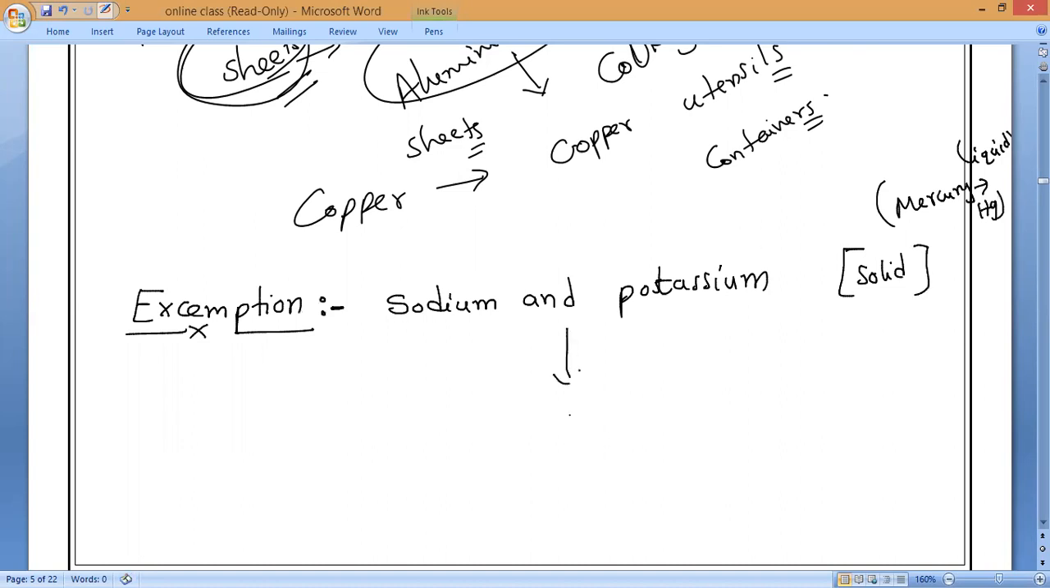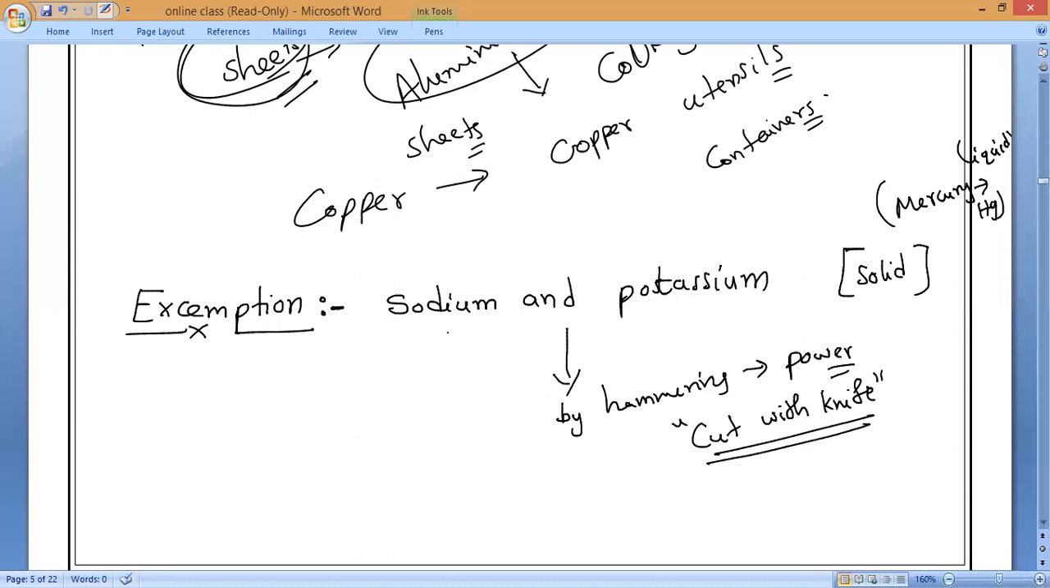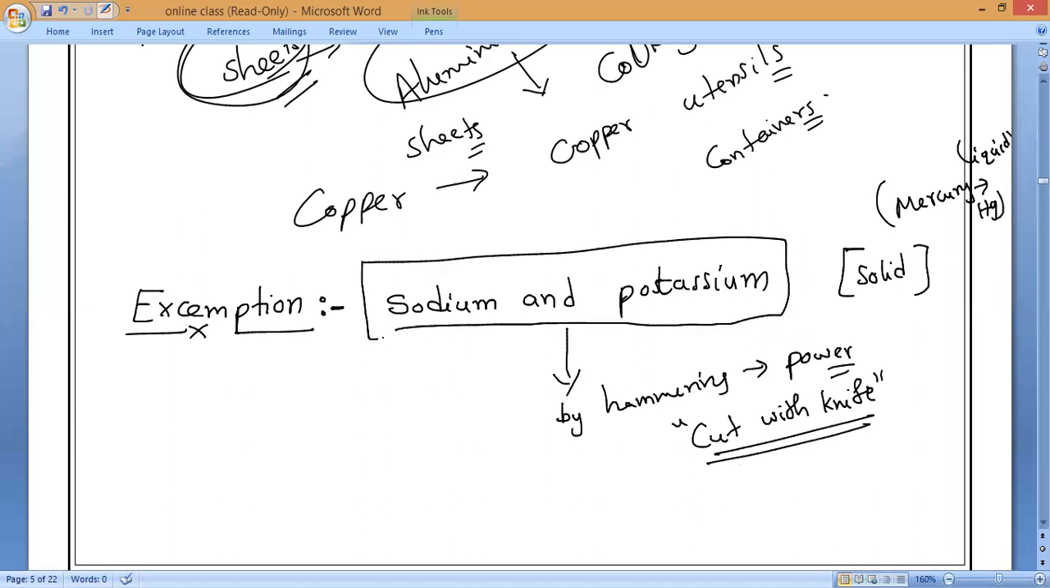But by hammering, they will convert into powder. They can be easily cut with a knife. So it is not possible to make them into thin sheets. That is the exception. But still, are they called metals or non-metals? Metals only. But they do not show malleability. Potassium symbol is K and sodium symbol is Na. That is what you have to remember. So the exemption metals which do not show malleability are sodium and potassium.